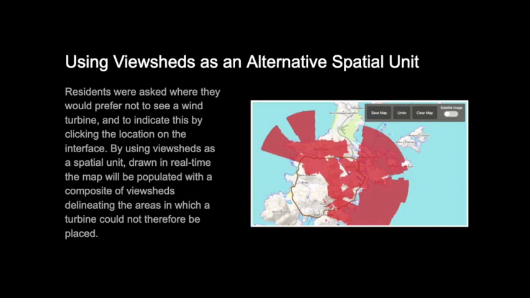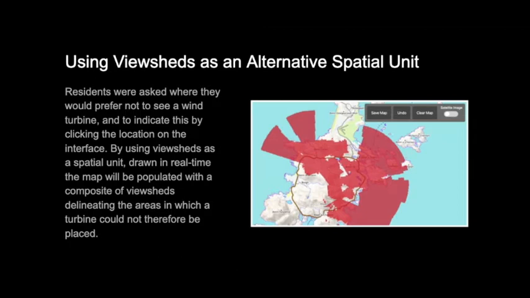The use of viewsheds as an alternative spatial unit, together with a reframed question, means that the participant is better empowered to provide meaningful answers. In this case, participants are given a considerably more straightforward task of entering known point locations which denote places to shield from view, such as homes or particularly nice views, as opposed to being asked to accurately assess point locations where turbines would be invisible from those places.